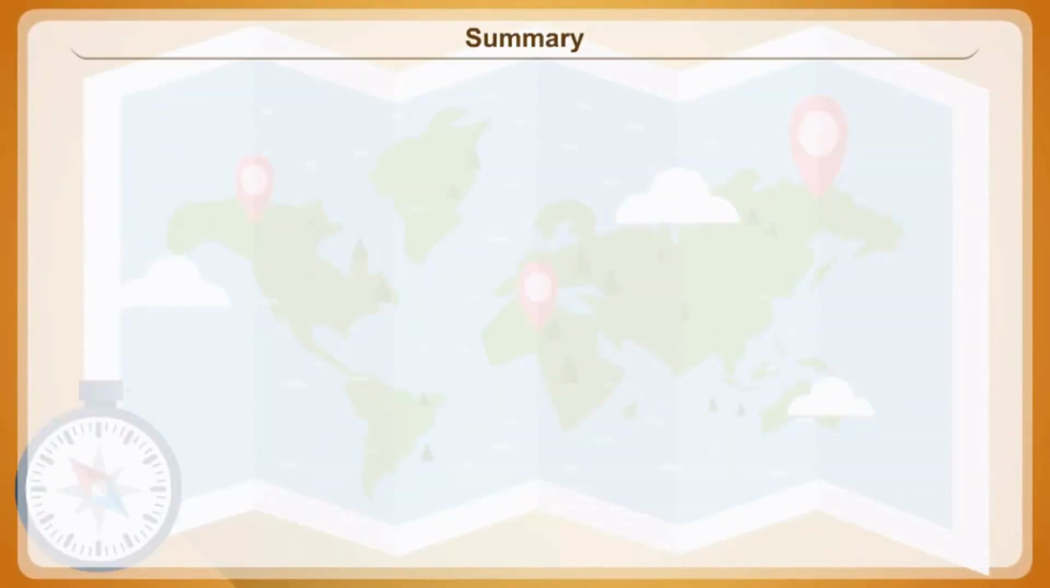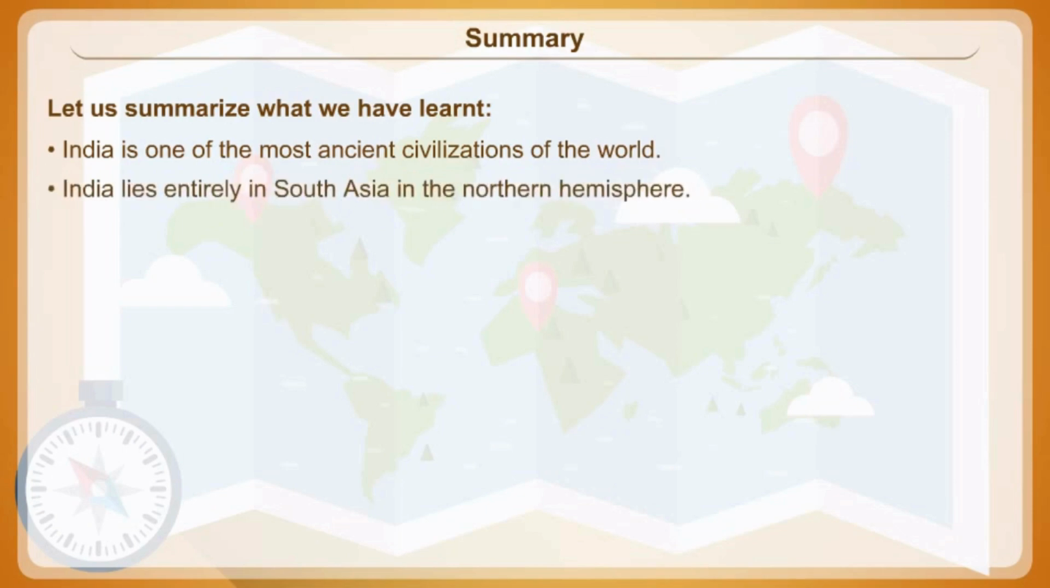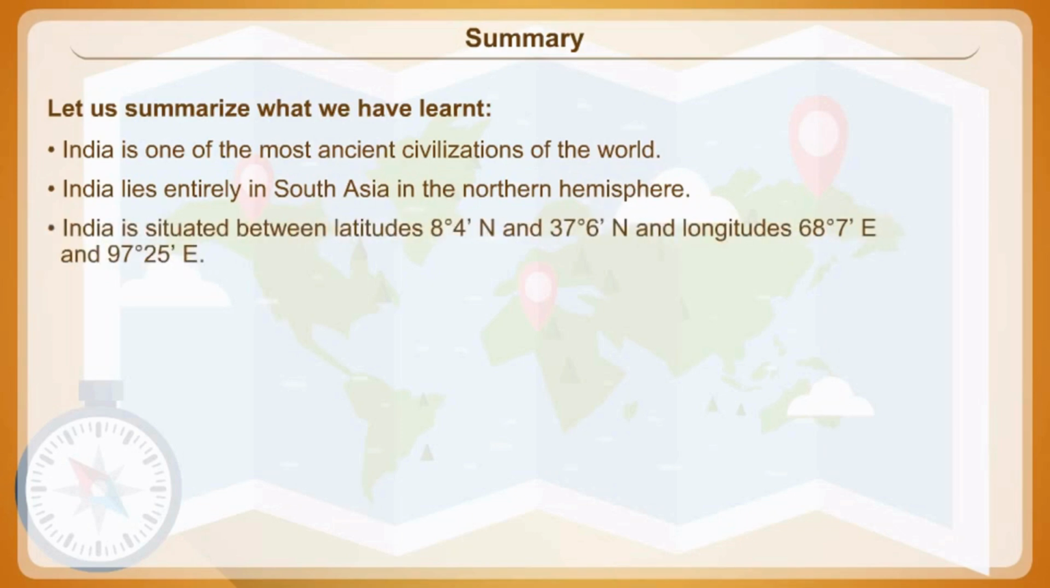Summary. Let us summarize what we have learnt. India is one of the most ancient civilizations of the world. India lies entirely in South Asia in the Northern Hemisphere. India is situated between latitudes 8 degrees 4 minutes north and 37 degrees 6 minutes north and longitudes 68 degrees 7 minutes east and 97 degrees 25 minutes east.